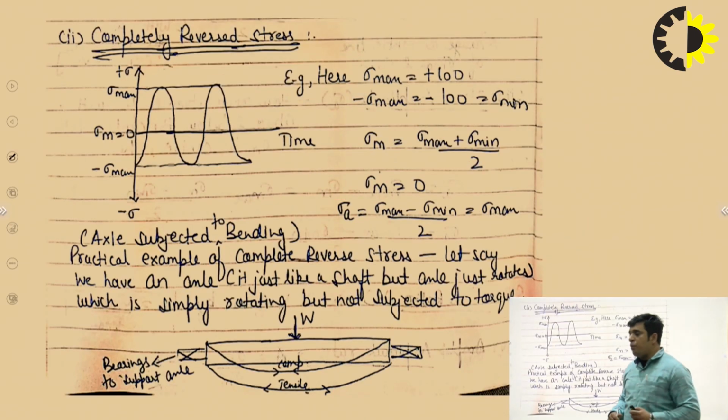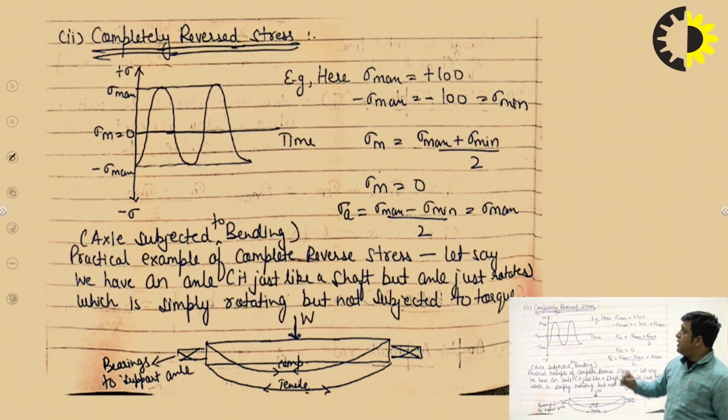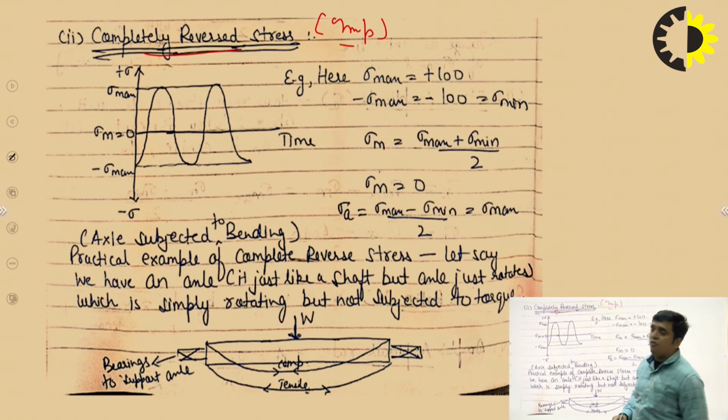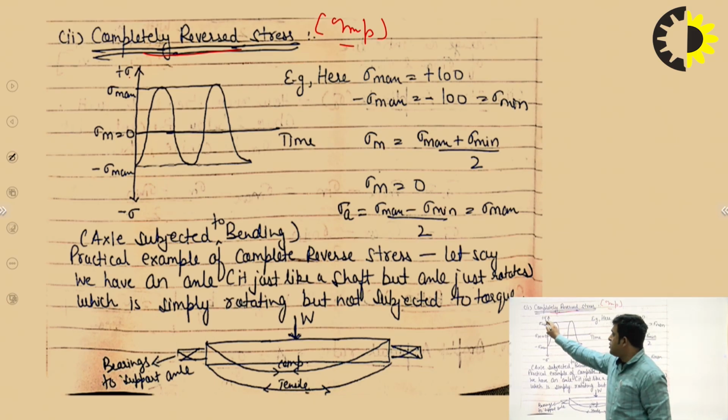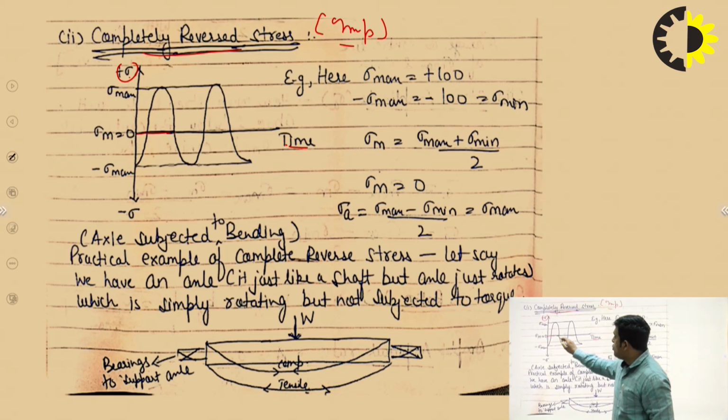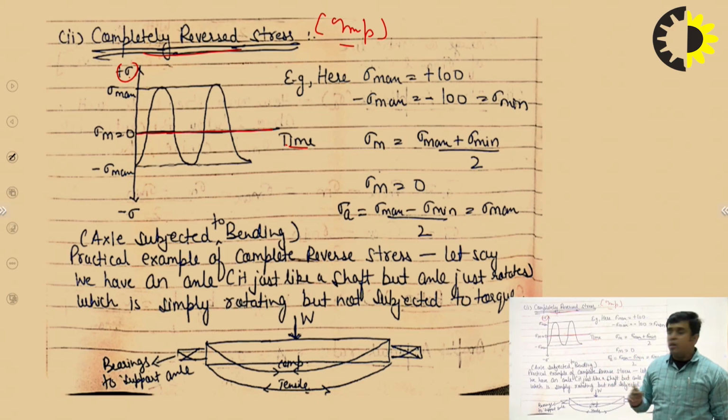Then there is another important term we need to understand, known as completely reverse stress. It is one of the very important terms for understanding the design of fluctuating load. Now, what is a completely reverse stress? We have taken a diagram here, again between stress versus time. Two stresses are shown here. Mean stress is shown as 0. You can see sigma m is 0.